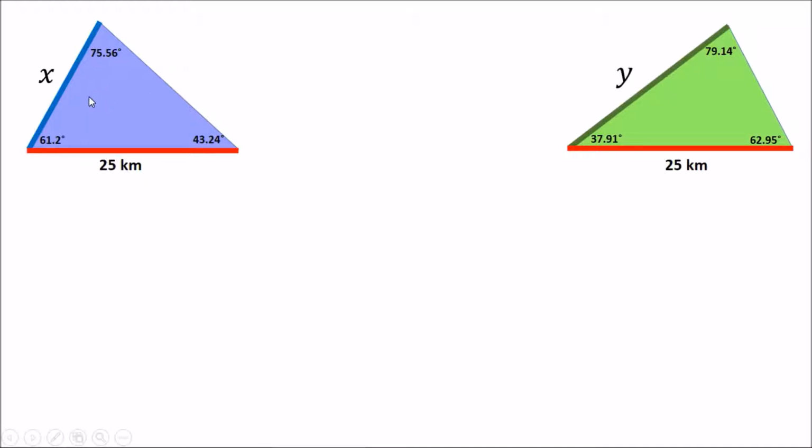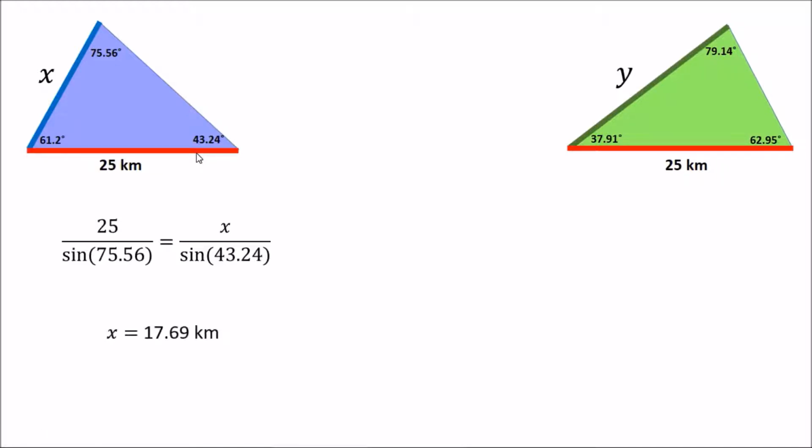So we can set up a sine rule situation here because we know a distance and an opposite angle. So we know that 25 over sine 75.56 is the same as, and this is our unknown here, x over sine of 43.24. Then we just need to go ahead and solve, and we get 17.69 kilometers.